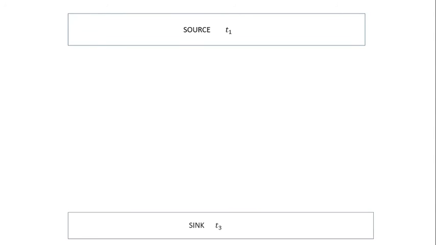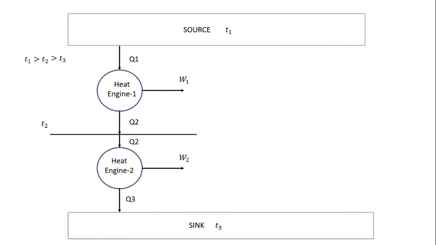Now, if we consider a source which is at T1 and a sink at T3, and we attach two heat engines, and let T2 be the intermediate temperature. Heat engine 1 is absorbing Q1 quantity of heat from the source T1 and delivering W1 amount of work by rejecting Q2 quantity of heat to the reservoir T2, from where the second heat engine is drawing Q2 quantity of heat and delivering W2 quantity of work by rejecting Q3 quantity of heat to the sink.